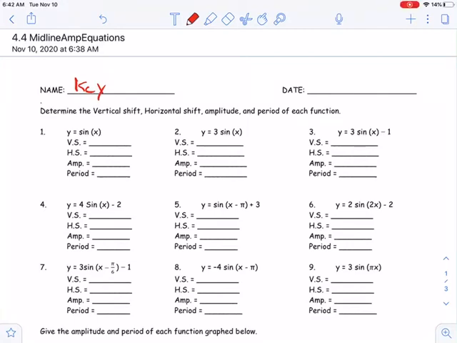Hey everyone. Today we're going to be taking a look at equations and identifying their graphical properties from them.